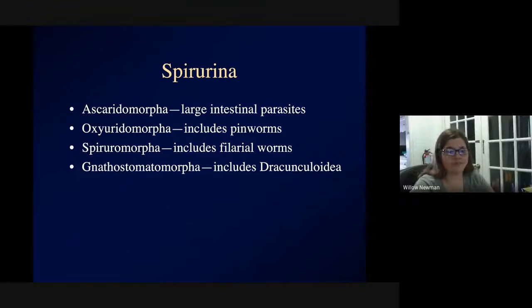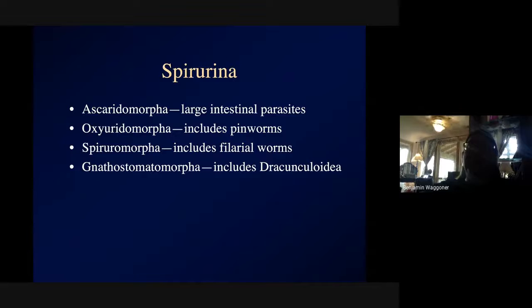The other one, the gnathostomatomorphs, includes Dracunculus, which is one of the most horrifying tropical diseases, but it's also one that has almost been eradicated.